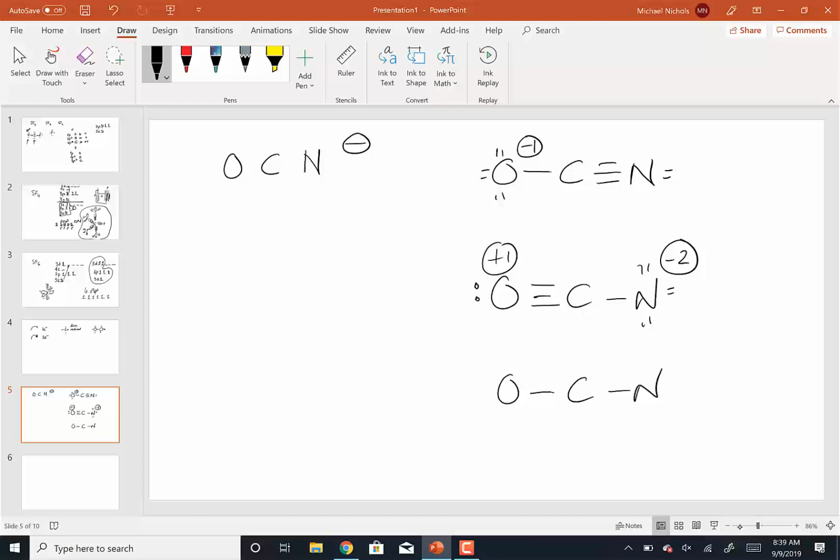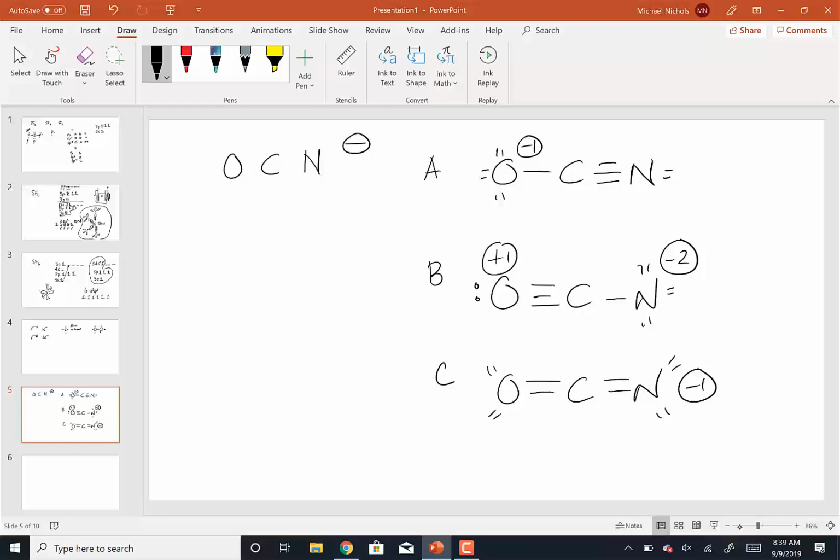Okay, third one. Oxygen has 2 lone pairs. A double bond between oxygen and carbon, another double bond between carbon and nitrogen, and then 2 lone pairs on nitrogen. Charges? Oxygen 0, carbon 0, and nitrogen -1. Okay. Anybody have any others? Okay, here are our 3 resonance structures, A, B, and C.